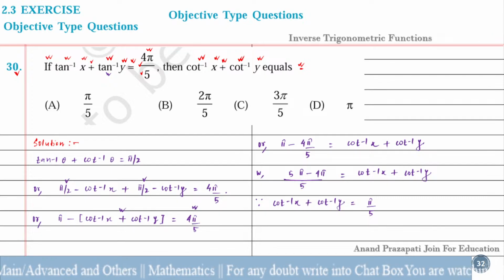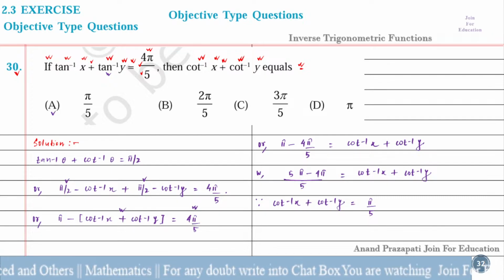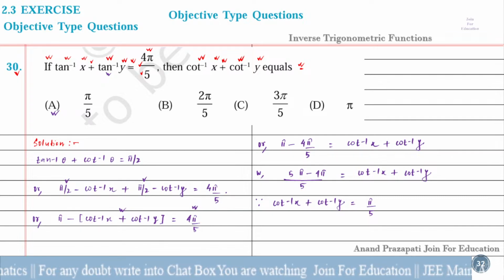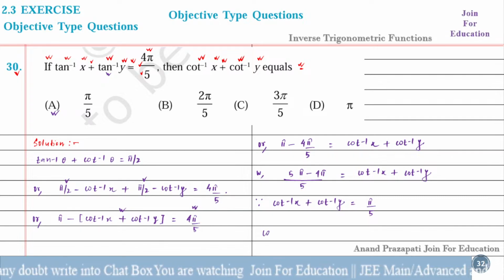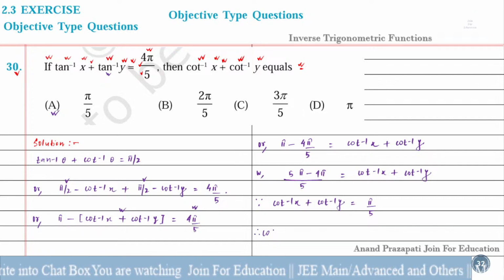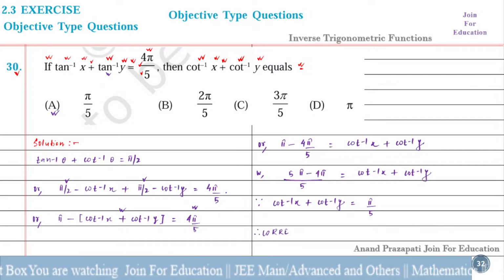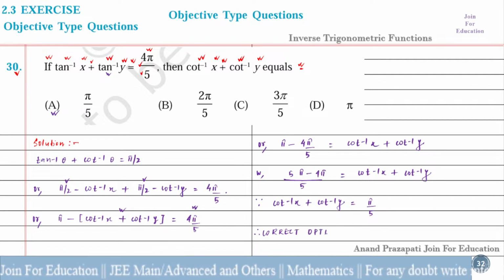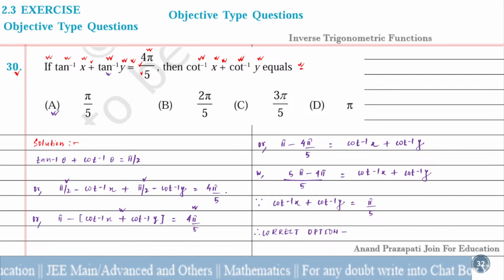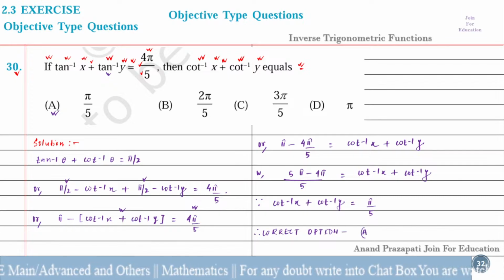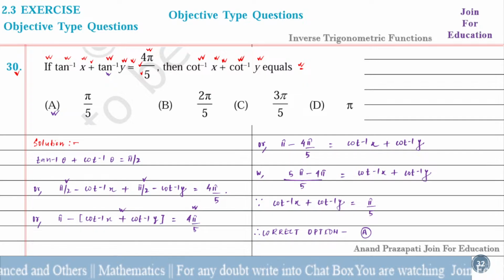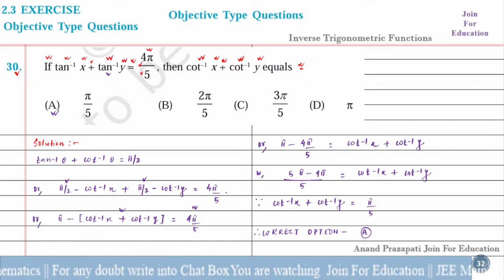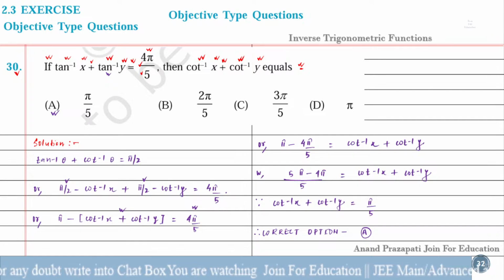Pi by 5 is in option A. So the correct option of question number 30 is A. Therefore, the correct option is A. Hope there is no problem understanding the solution as well as the explanation of the solution of this question.